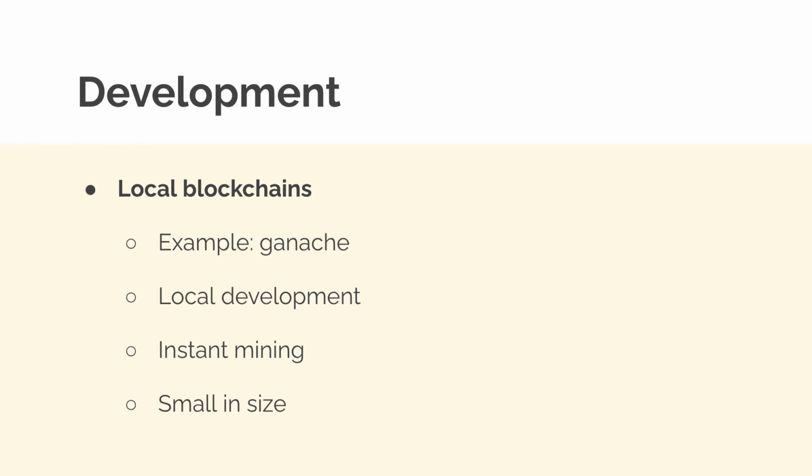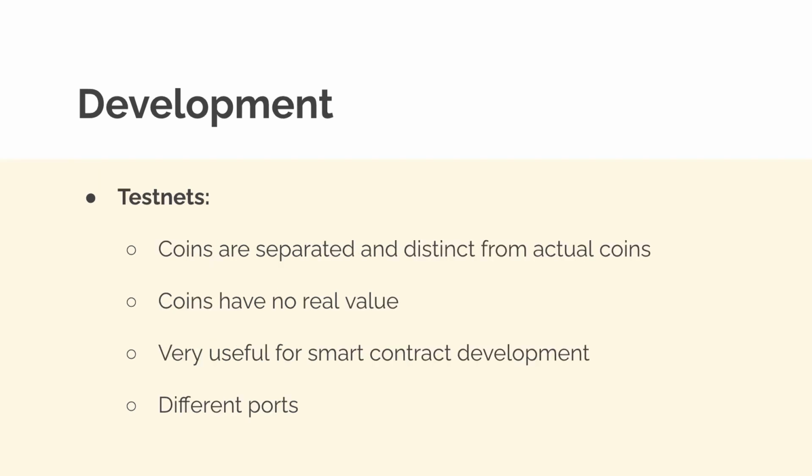Now, for development, you can build a personal local blockchain to test out your smart contracts, for example, which we'll be doing later in this course. One example of a local blockchain is Ganache. This is meant to mimic a public blockchain, but it's for testing, for development purposes. You can have instant mining, and a local blockchain is small in size.